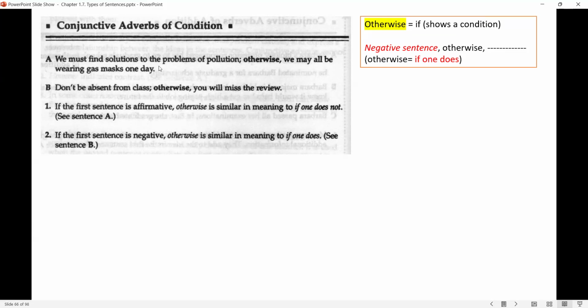Example A, we must find solutions to the problems of pollution. Otherwise, we may all be wearing gas masks one day. Example B, don't be absent from class. Otherwise, you will miss the review. So if you do that, you will miss the review. Okay.